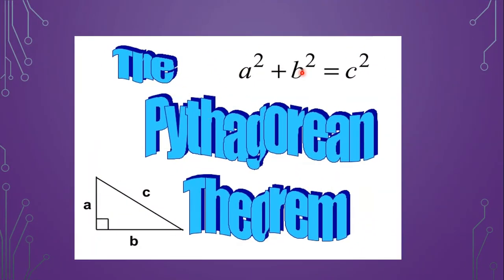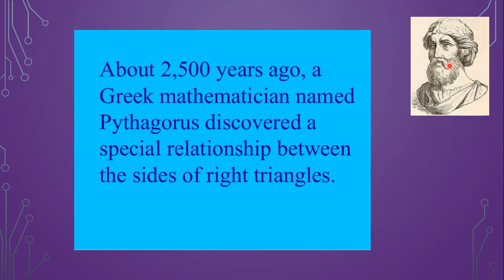Now can you see this, a square plus b square gives c square? What is that? The Pythagorean theorem. So this is a new concept for you. Let me introduce. What is that? Can you see this? A man, about 2500 years ago, a Greek mathematician named Pythagoras discovered a special relationship between the sides of right triangles. So this invention is by that person, the Greek mathematician named Pythagoras. He discovered a special relationship between the sides of a right triangle.